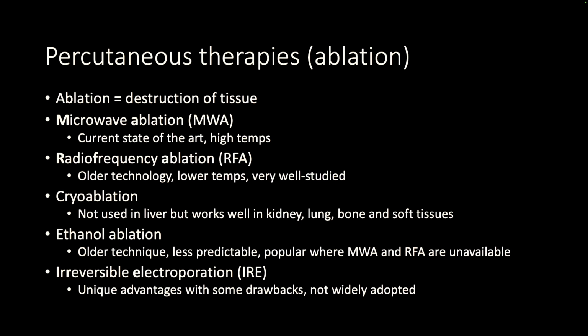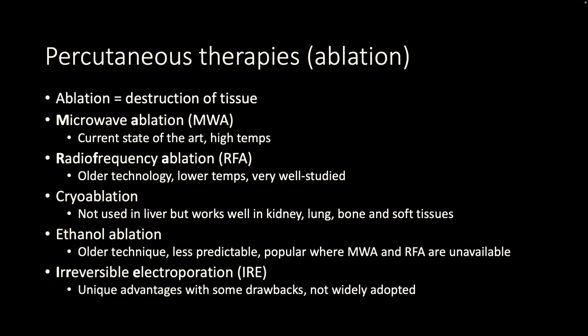And then cryoablation means to freeze. So we can actually create an ice ball inside of a tumor and kill tumors that way. We use it in other parts of the body like kidney and lung and bone and soft tissues, but we don't use it in the liver because of the risk of bleeding.